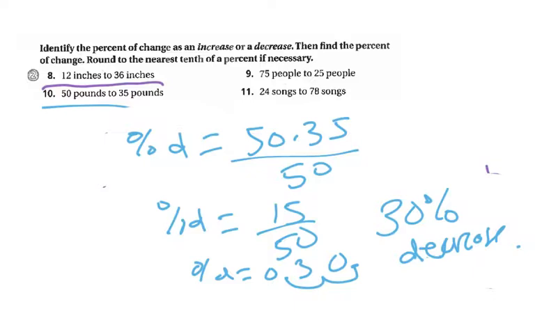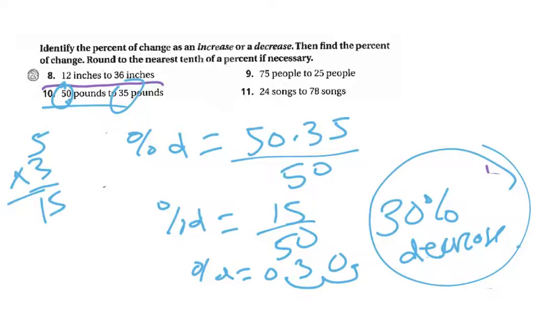Okay. And you can kind of do that in your head a little bit to make sure you're right. So you know that 10% of 50 is 5 because I just moved the decimal over. So that's 5. 5 times 3, because 30% would be multiplying that 5 by 3, is 15. 50 minus 15 is 35. So that 30% decrease makes sense.